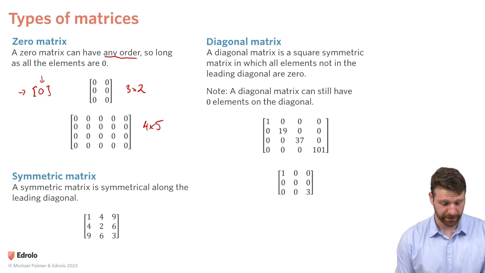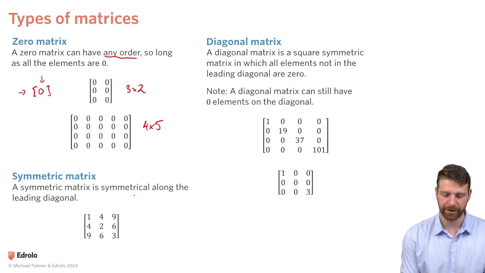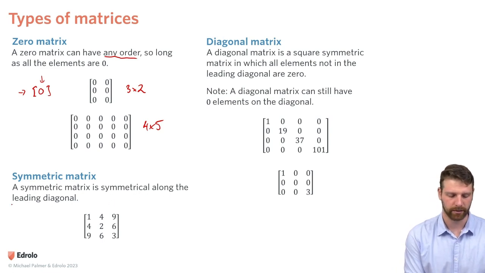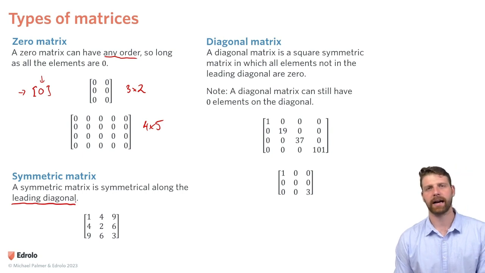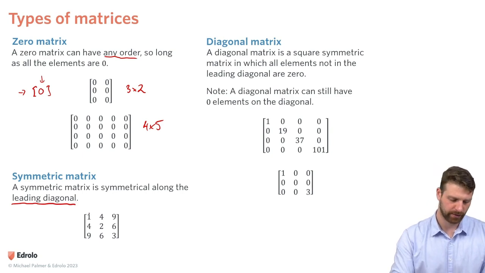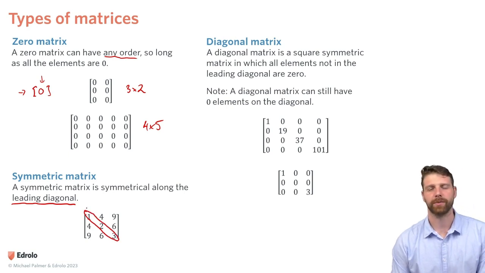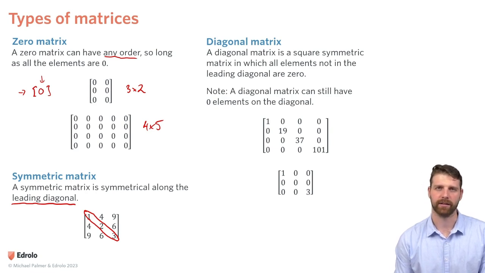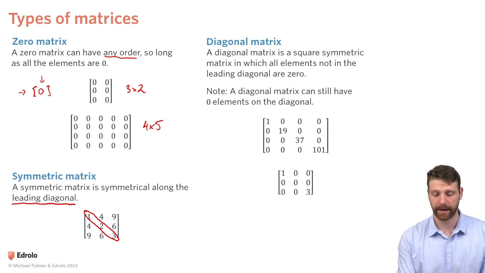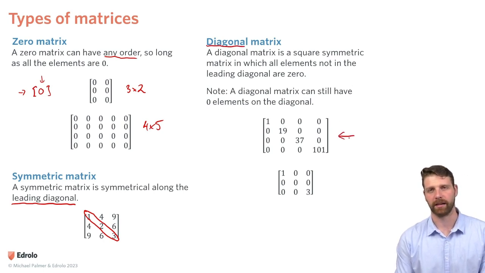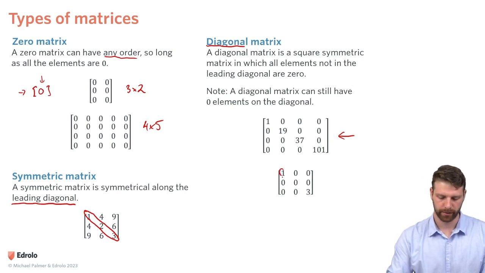All right, symmetric matrices. What have we got here? A symmetric matrix is symmetrical along the leading diagonal. What does that mean? The leading diagonal, I'm going to draw it on the tablet. So this is the leading diagonal here. It's the one that goes from the top left of the matrix down to the bottom right. And that's special. That's how we like to think of a diagonal matrix too. So we've got a diagonal matrix here, and you can see that in a diagonal matrix, we only have elements along that leading diagonal. So these are the leading diagonals in these matrices.